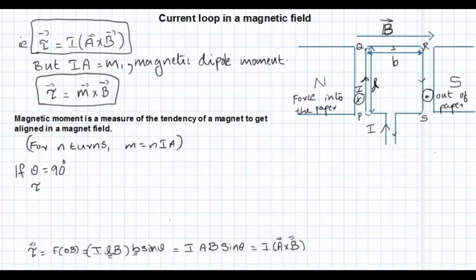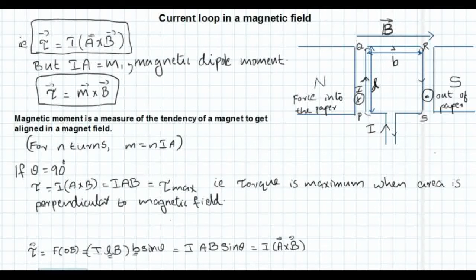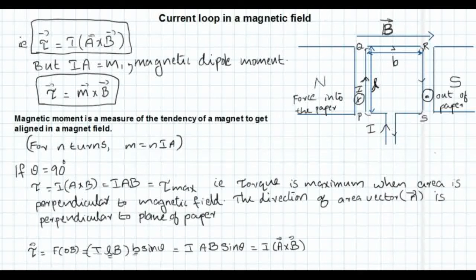Now take the case where the angle theta is equal to 90 degrees. So if the angle theta is 90, then torque tau is equal to IA cross B, which will become IAB because sin 90 is equal to 1, and that is the case of maximum torque, or torque is maximum when angle theta is equal to 90 degrees. So torque is maximum when area is perpendicular to the magnetic field. So here area means the area vector, not the physical area, but the area we are referring to is the area vector.